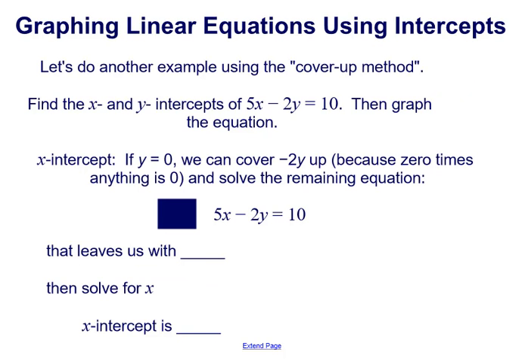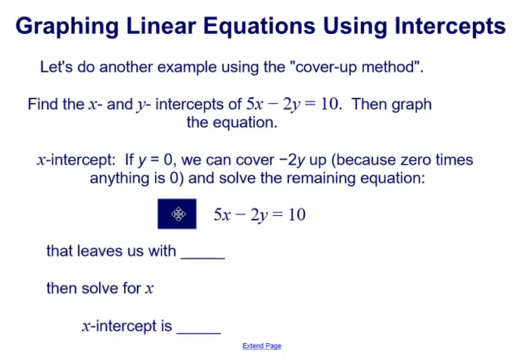Let's do another example using the cover-up method. The example asks us to find the x and y intercepts of the equation 5x minus 2y equals 10, and then graph the equation. First, let's start with the x-intercept. If we are looking for the x-intercept, we know that y equals 0. And if y equals 0, we can then cover up negative 2y in the equation because 0 times anything is 0. And then we can solve that remaining equation.